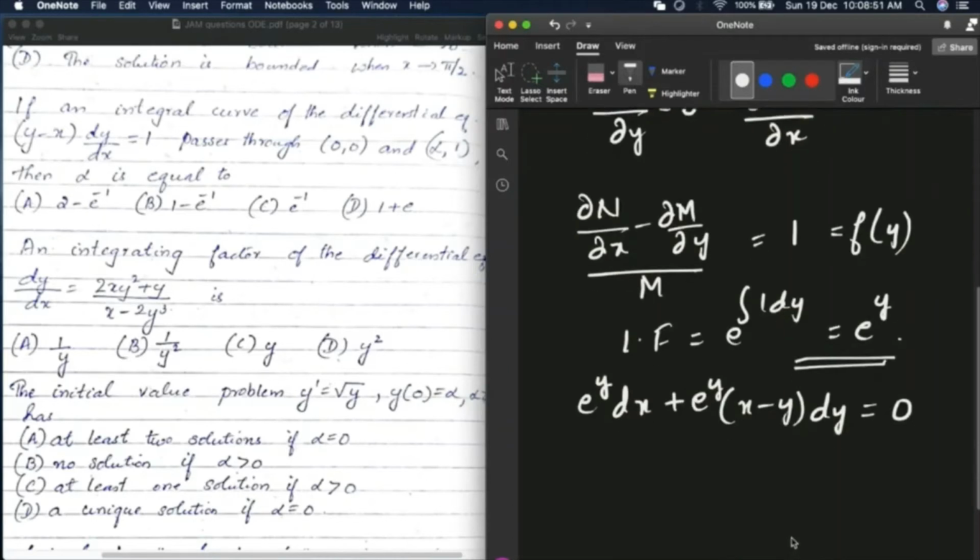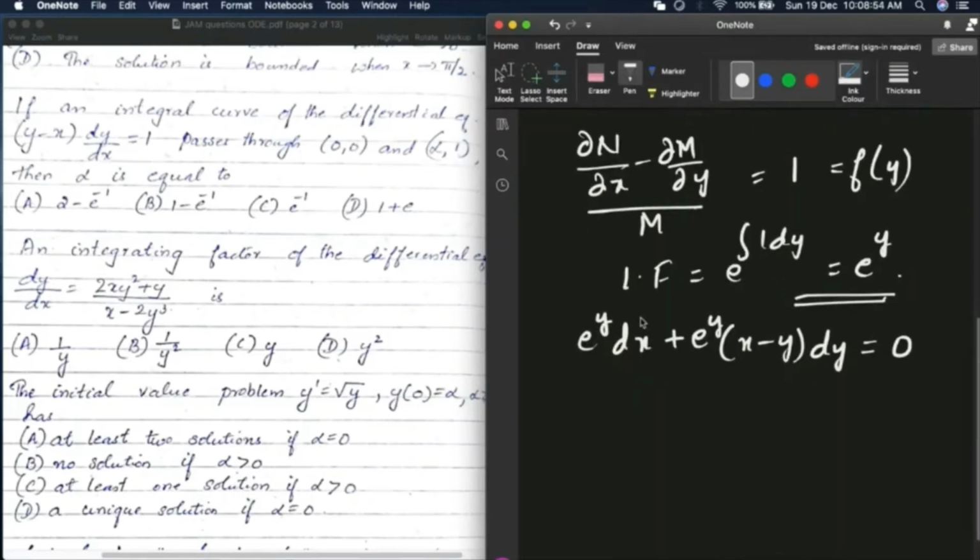So this is my differential equation now. And as per the definition of integrating factor, this has to be an exact differential equation. That is what integrating factor means. Now you know how to solve an exact differential equation. Ma'am, please repeat integral.